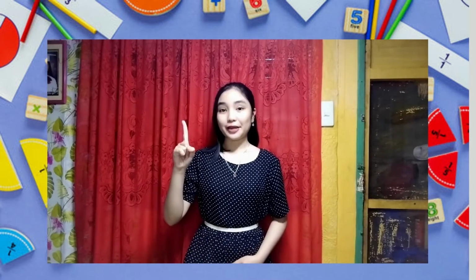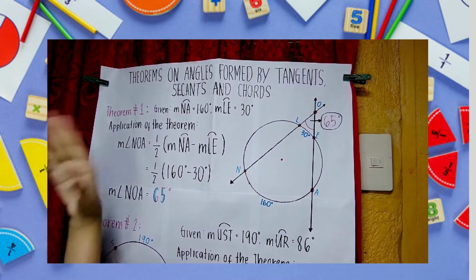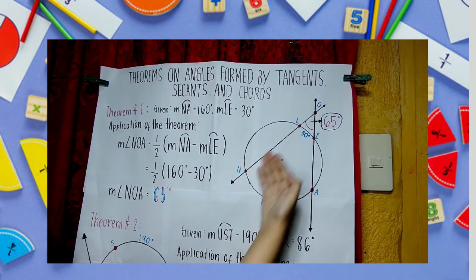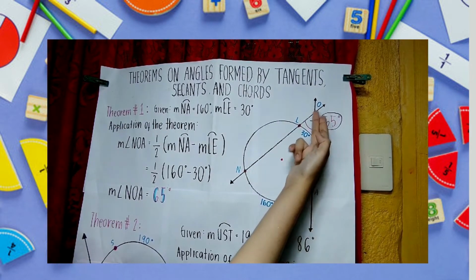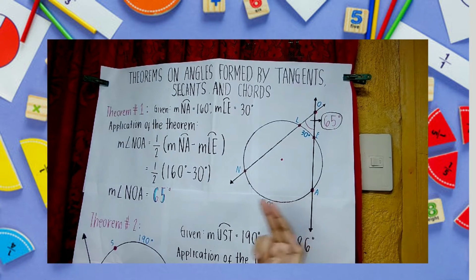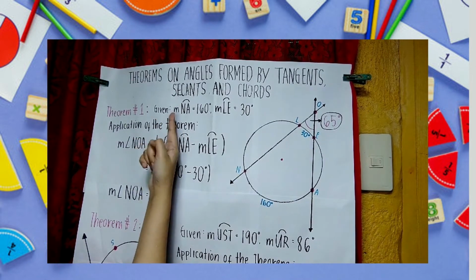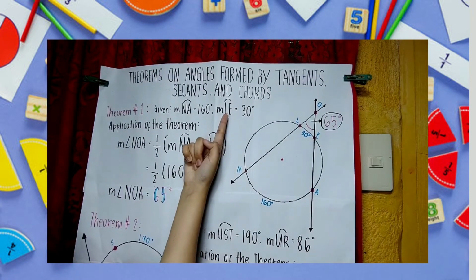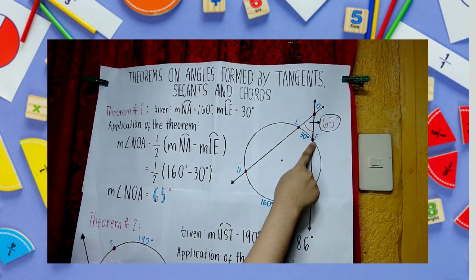The first theorem states that if two secants intersect in the exterior of the circle, then the measure of the angle formed is 1/2 the positive difference of the measures of the intercepted arcs. So this is our example for theorem number 1. As we can see, there are two secants on our circle, the secant ON and the secant OA. The given measures are the measure of arc NA, which is equal to 160 degrees, and the measure of arc LE, which is equal to 30 degrees.